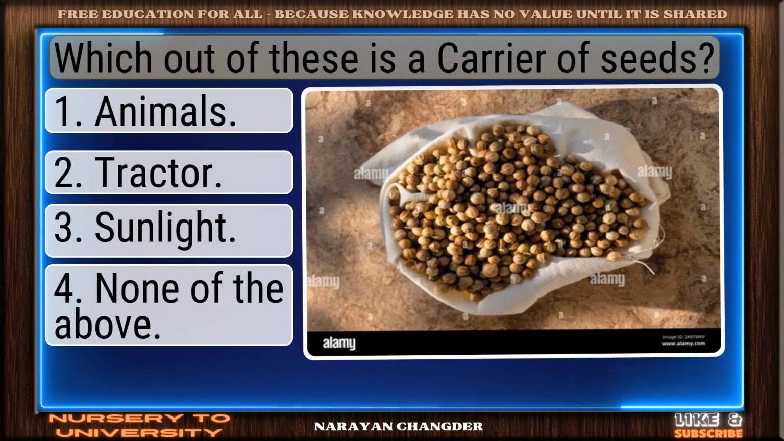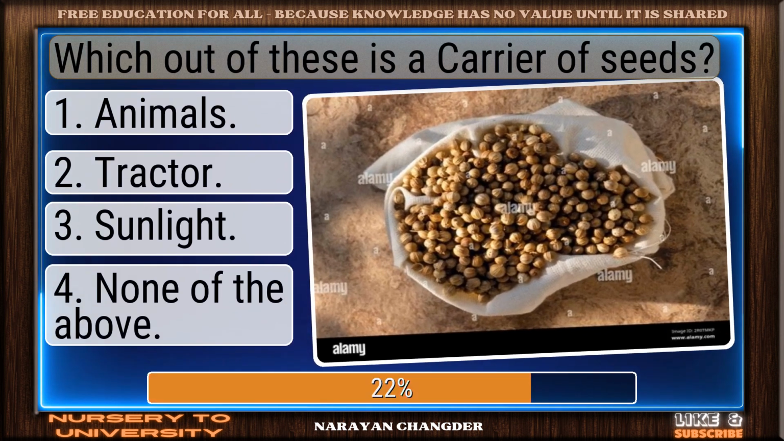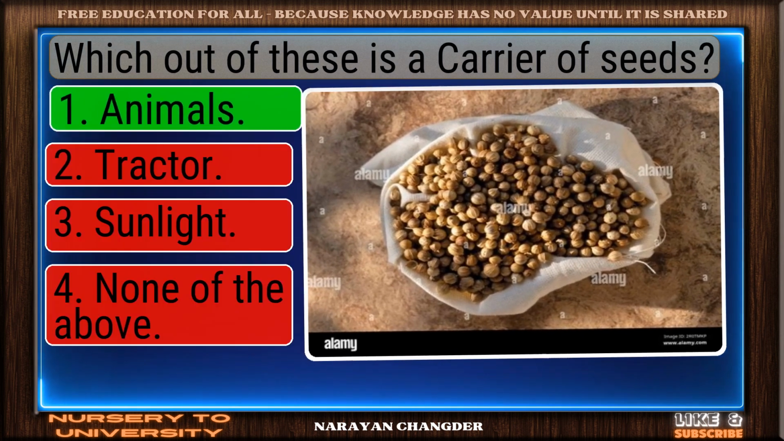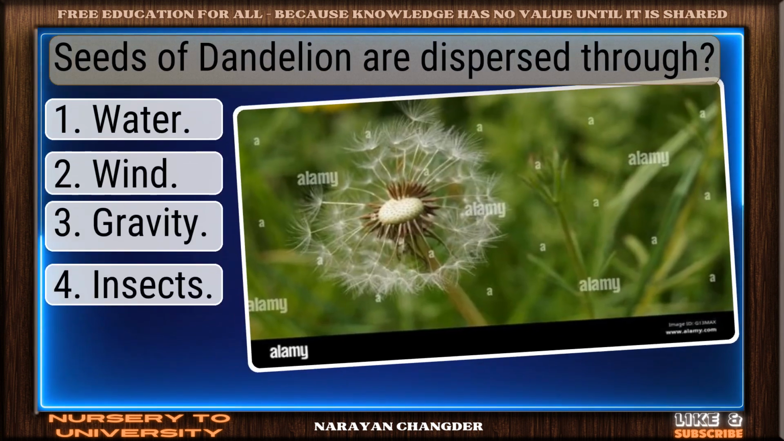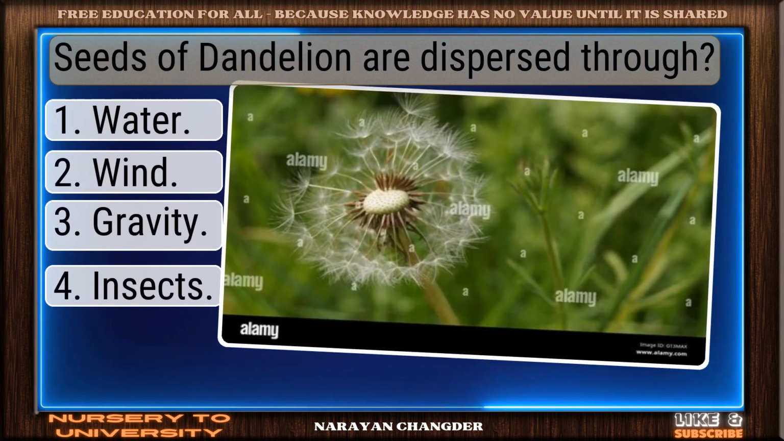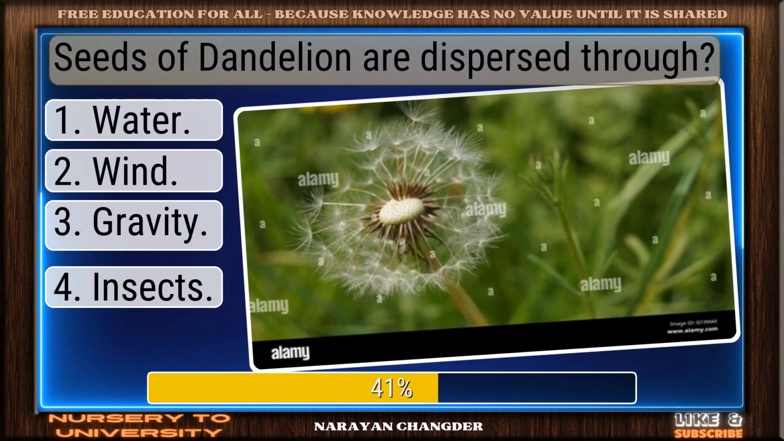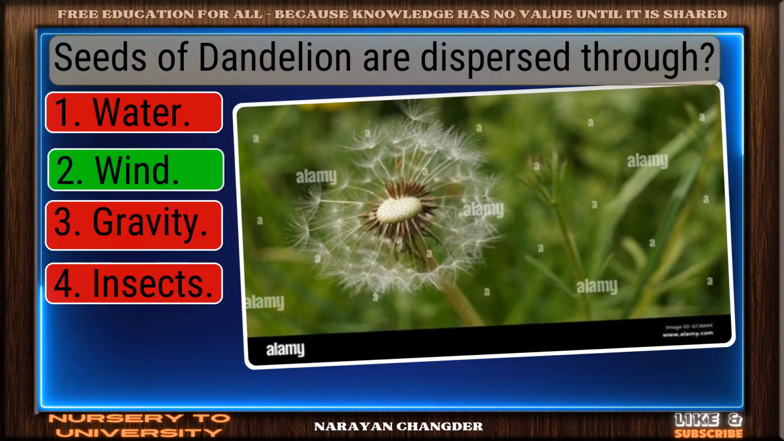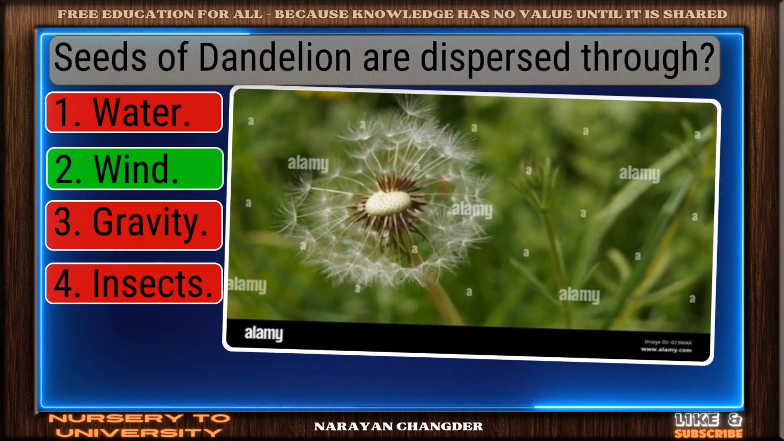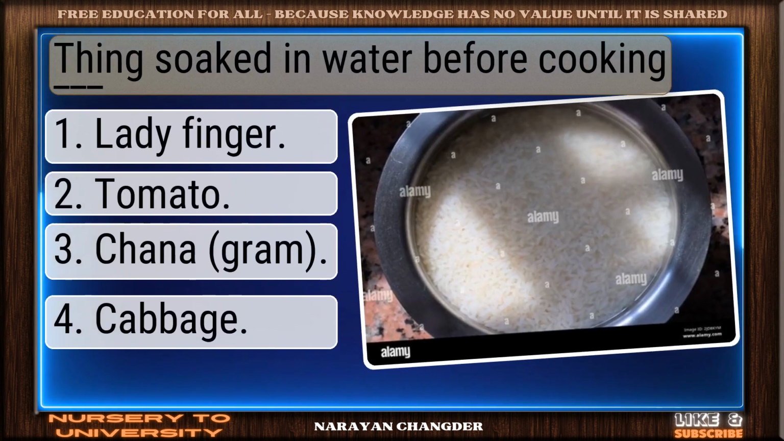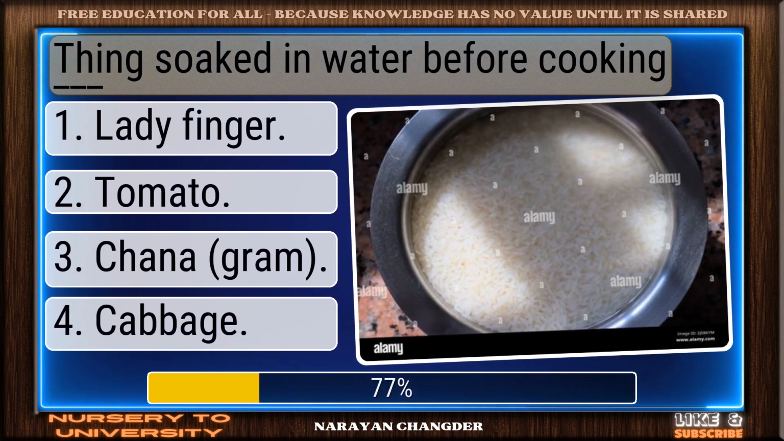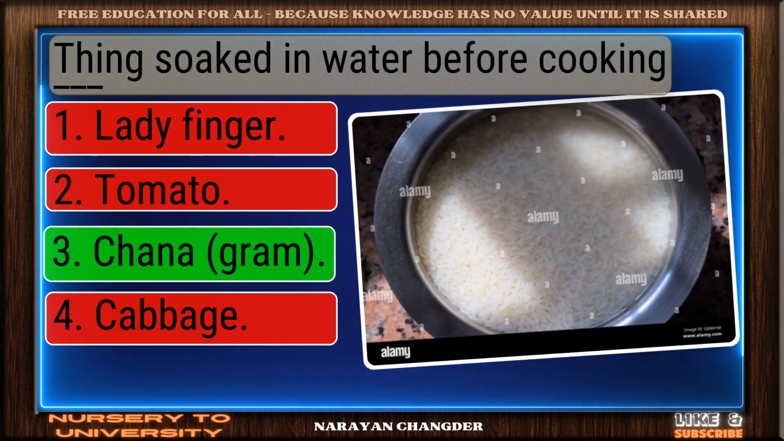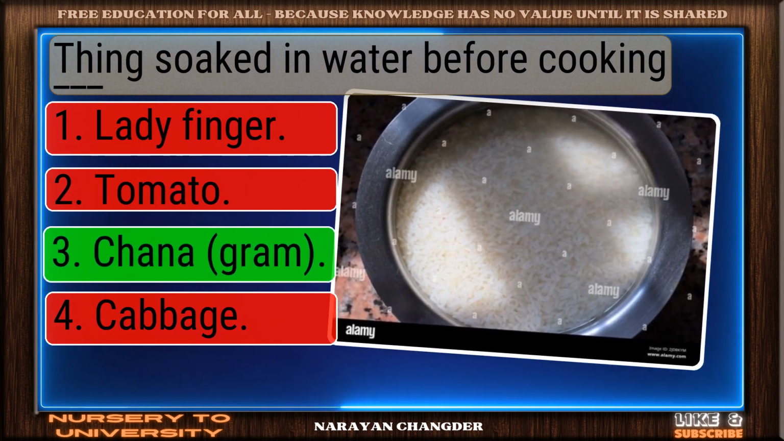Which out of these is a carrier of seeds? Bravo. Animals is the answer. Seeds of dandelion are dispersed through. Good thinking. Wind is the right answer. Things soaked in water before cooking dash. Great job. Chana is the accurate answer.